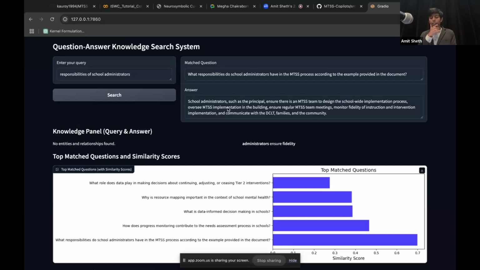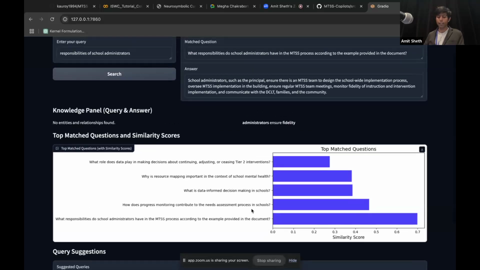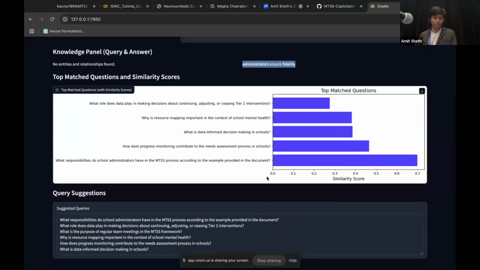The answer is also represented in a few ways. One is, what are the other answers, other questions that may be relevant to the query. And the other is triples that are indicative of the essence in the answer. So for example, we are asked about responsibilities of the school administrator, and the triple that comes up for that is administrators ensure fidelity. Now, fidelity to what? You need a little bit of domain background to understand that, but fidelity to the MTSS process is what this system is trying to say, right? There are other query suggestions that the system provides.